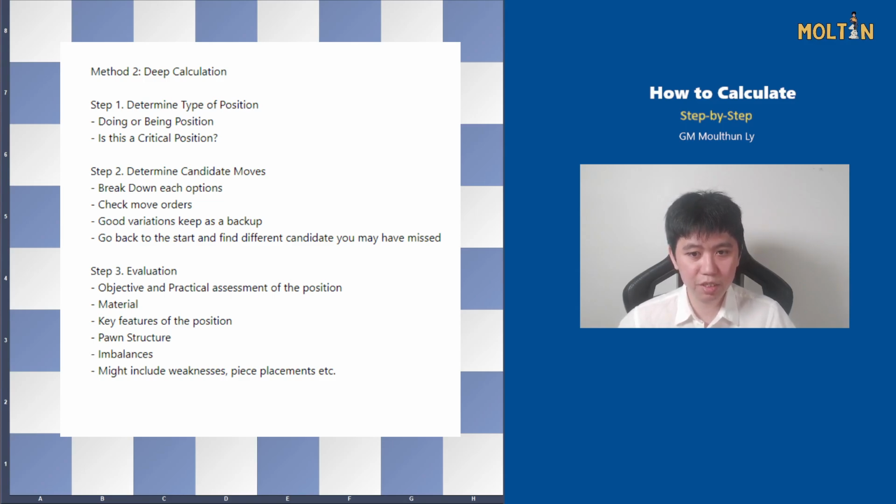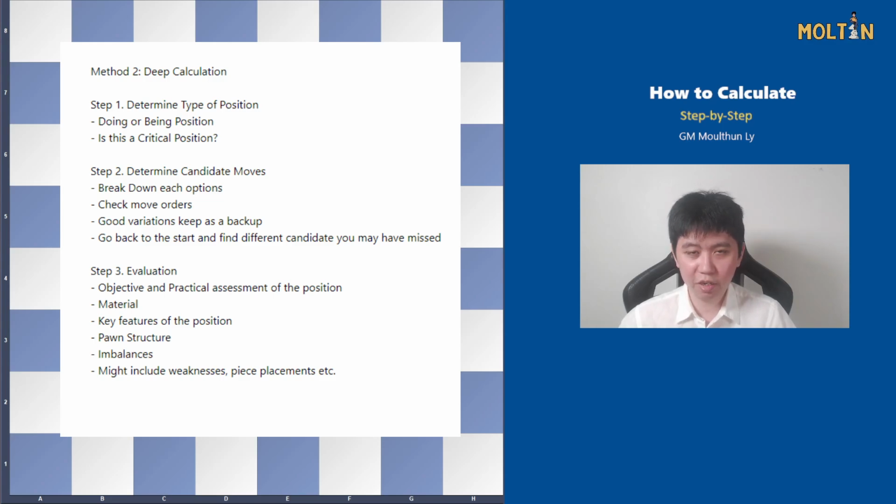Okay, step 2 is breaking down candidate moves. We pick out the moves which look quite plausible, and we analyze them one by one. If you analyze your candidate moves and you find that none of them really work, then you might need to go back to the start and look for a different candidate move. If you see that a variation is working quite well and the end result is quite good, then you may want to keep that candidate move as a backup reserve while you check the other ones. Also check different move orders, because that's very important. Often people miss out on the move orders while they're doing this step.